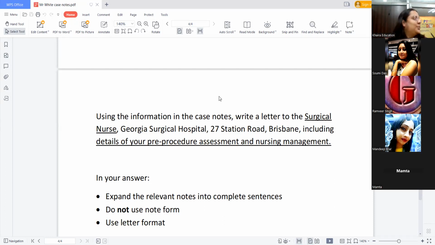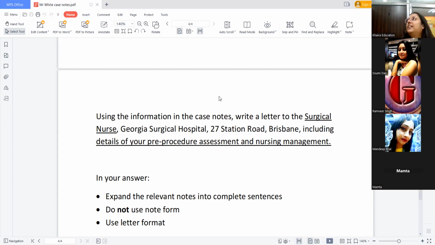This is the article that you will add to surgical nurse in order to specify, because there is a definite article. It specifies that it is the particular surgical nurse to whom the letter is being written. So on the top left-hand side of your letter: the surgical nurse, next line, Georgia Surgical Hospital, next line, 27 Station Road, next line, Brisbane. You're not going to put a comma in each line because you're already moving to the next line. So these are the details of the recipient.